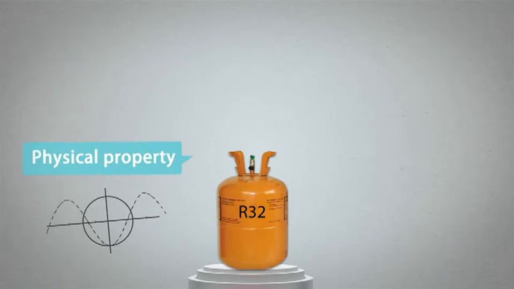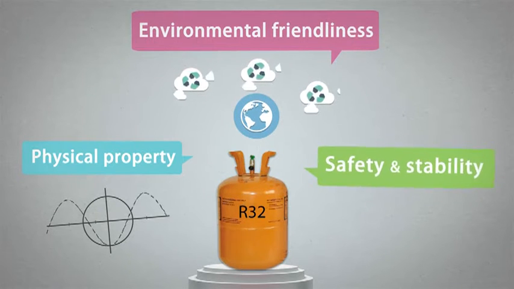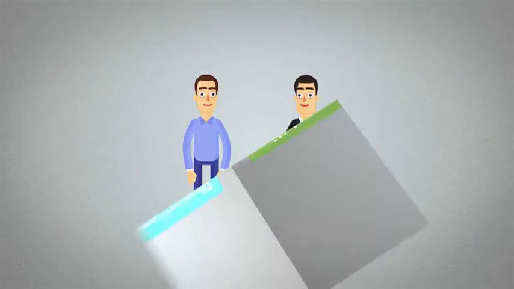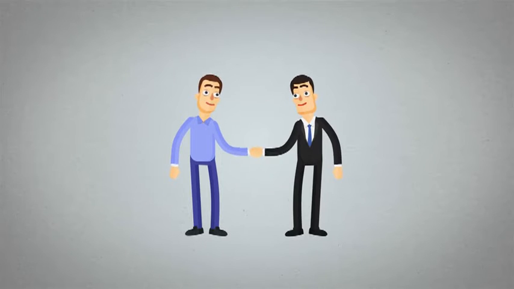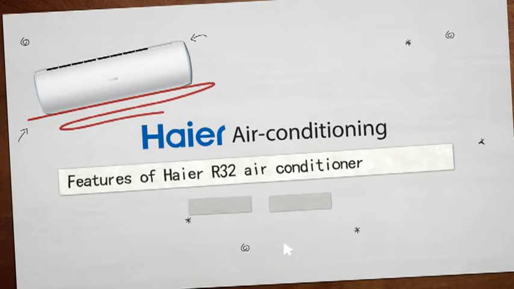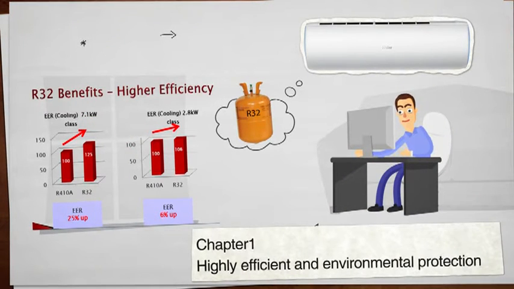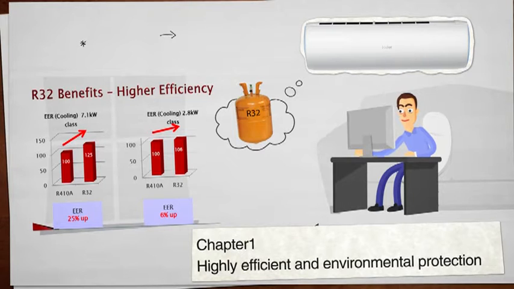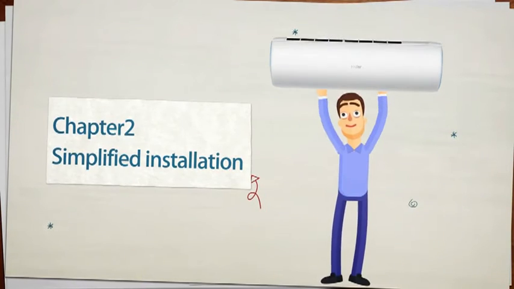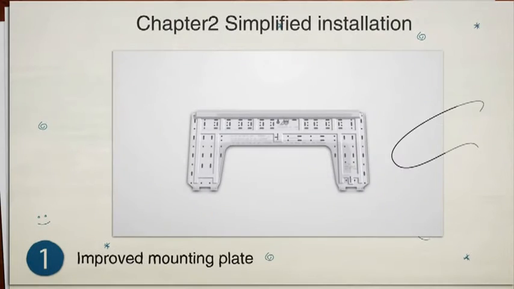With excellent features of physical property, environmental friendliness, safety and stability, R32 has been used by more and more cooling equipment manufacturers. Higher uses the refrigerant in air conditioners. Chapter 1. Highly efficient and environmental protection. Chapter 2. Simplified installation. Number 1.